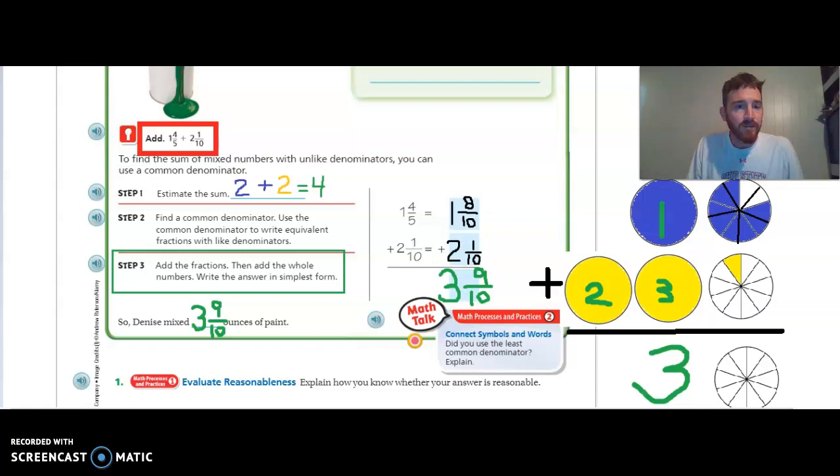So again, just to do it visually, we would end up with 9 tenths here. 3, 4, 5, 6, 7, 8, 9. Awesome. Okay, so there we go. That's how we can start this off.